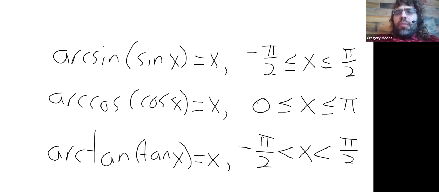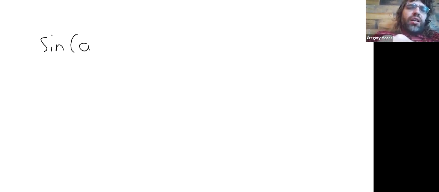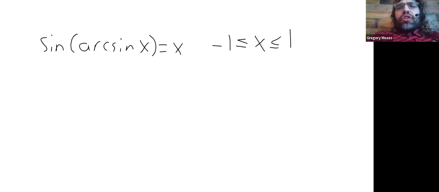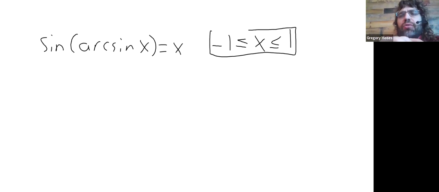What if you did the composition in the opposite order? Well, the sine of the arc sine of x equals x. And traditionally, your textbooks will say this also has a restriction on it. This is only true if x is between negative one and one. I always find that a little deceptive, or a little misleading. The arc sine is only defined for these values of x.